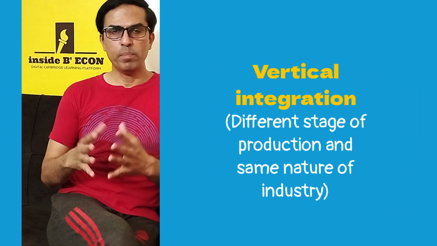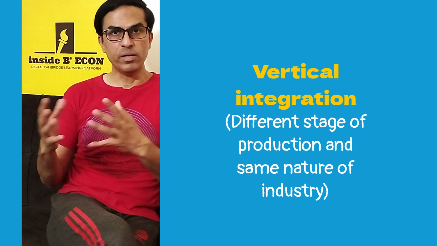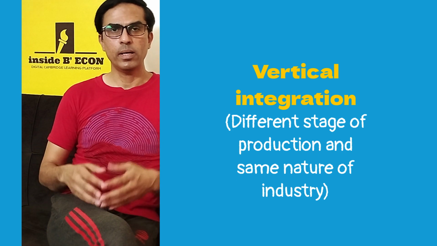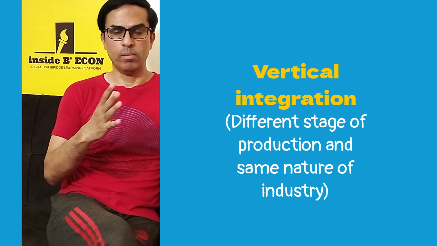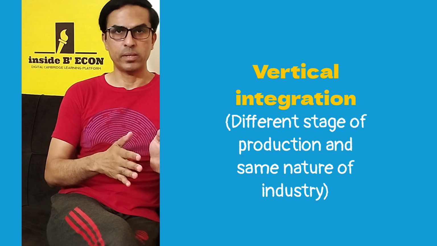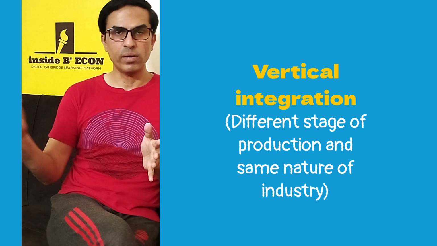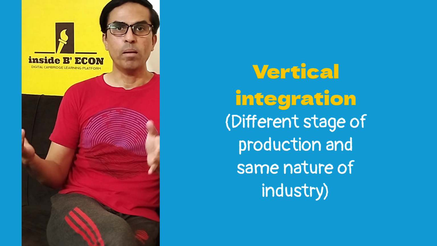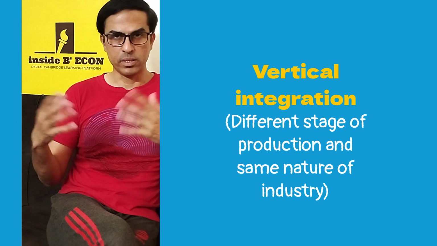It occurs when one business takes over or merges with another business having a different stage of production but the same nature of industry. For example, if one business operating in the primary sector takes over another business in the secondary sector, so the stage is different. So this can be an example of vertical integration, but their products must be the same. They must deal in the same product.